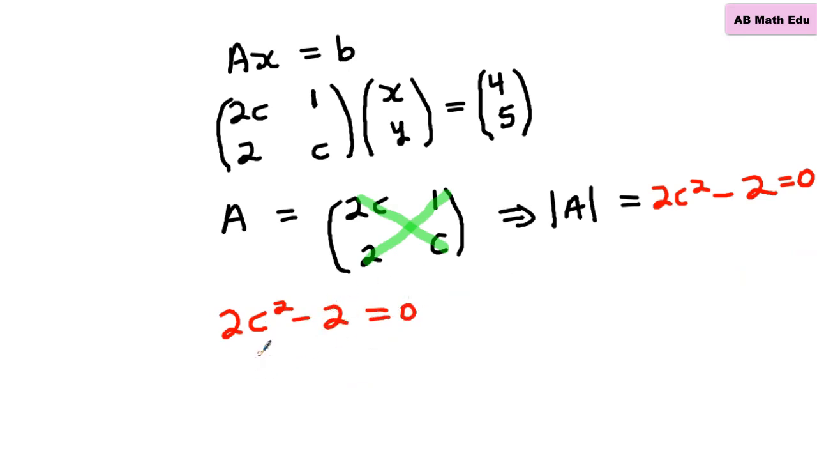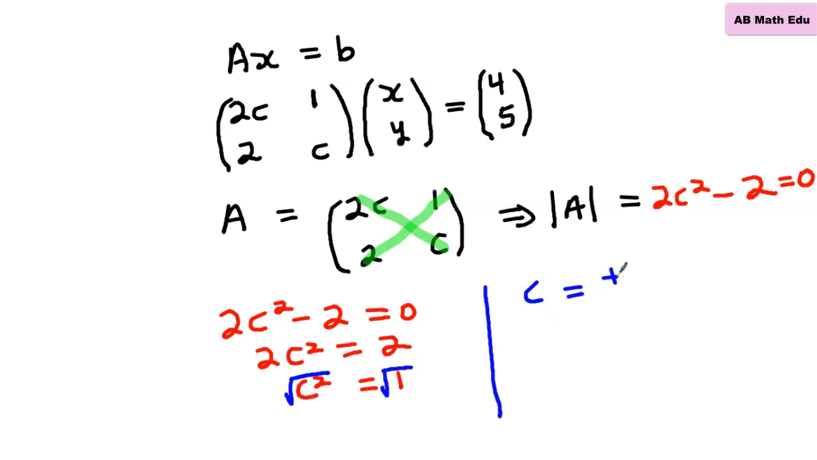Take 2 over there, and we get 2C squared is equal to 2. Divide both sides by 2, that means C squared is equal to 1. We want to find C, so we take the square root on both sides, which tells us that C must be equal to plus or minus 1. So the matrix form has helped us to find our C to be either 1 or -1. So let's go back to the original question.